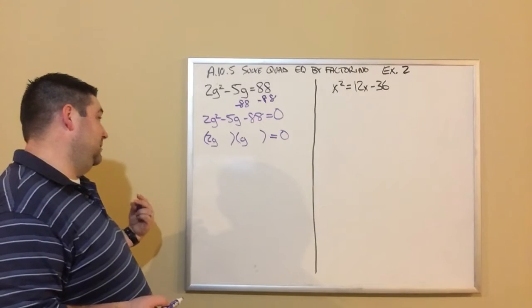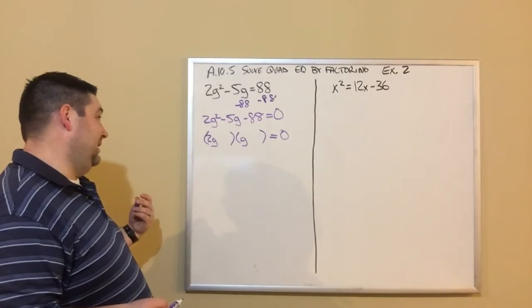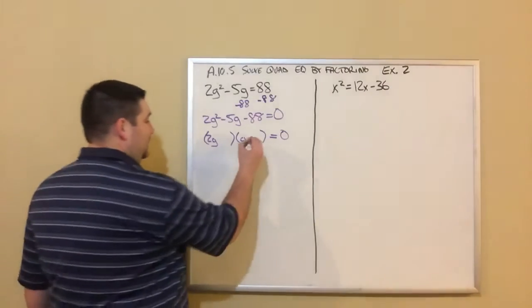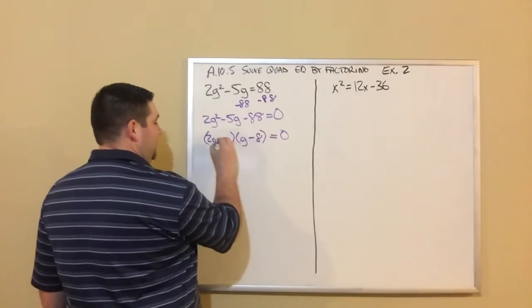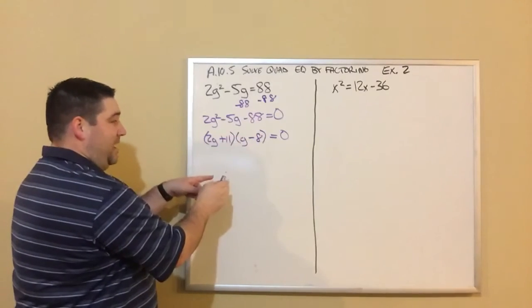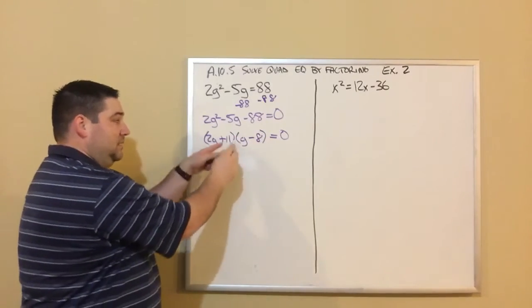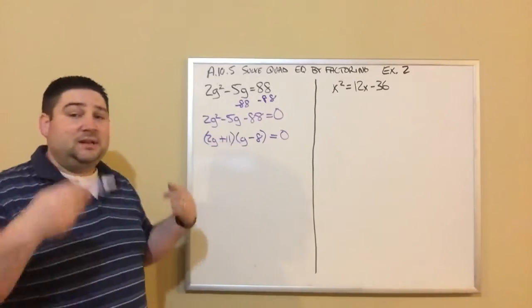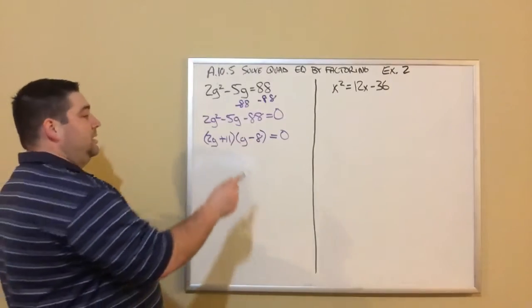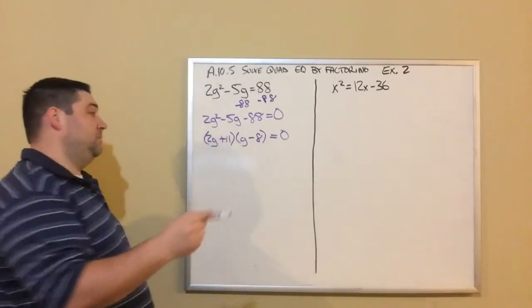Let's see, 88 could be 8 and 11. So what if we did minus 8 plus 11? If I were to check that out, my outer would be negative 16. My inner would be positive 11. Negative 16 plus 11 is negative 5. Okay, we're good. Now we factored it.